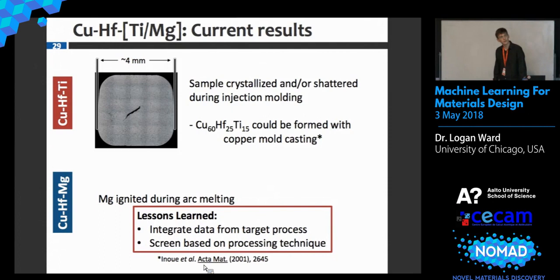The first of which, we later found in the literature that one of the two copper hafnium titanium alloys we tested is actually known to form metallic glasses, but with a different processing technique than what we use. So what this really tells us is when building machine learning models, it's very important to consider what are the processing methods going into these materials and incorporating that into the predictions. Additionally, some discretion is warranted in identifying which alloys to test. In retrospect, hafnium melts 1,000 degrees above where magnesium boils. So this would have been a very difficult technique to process using arc melting. So in the future, we strongly recommend trimming down the search space based on some knowledge about the processing conditions.